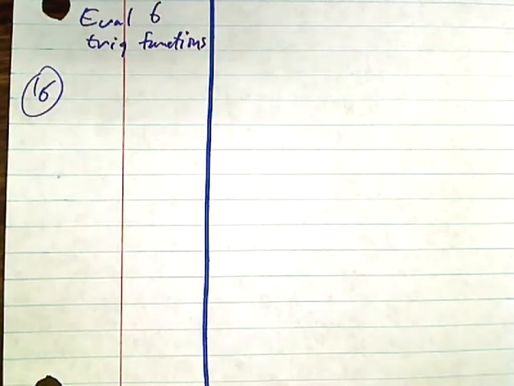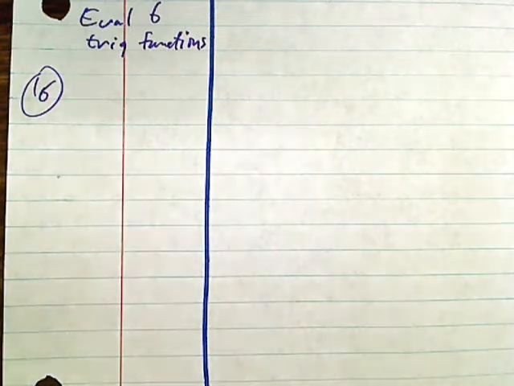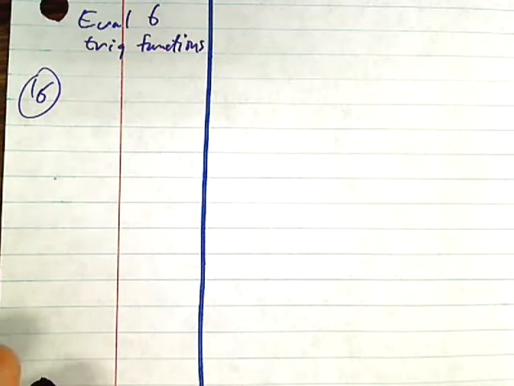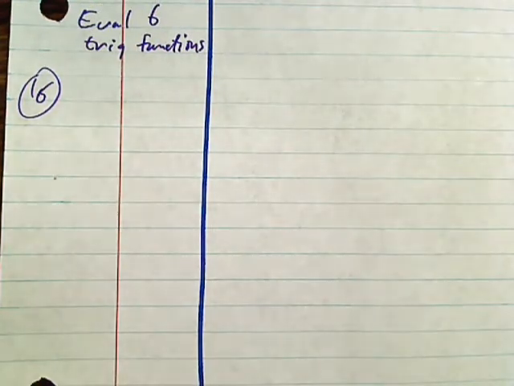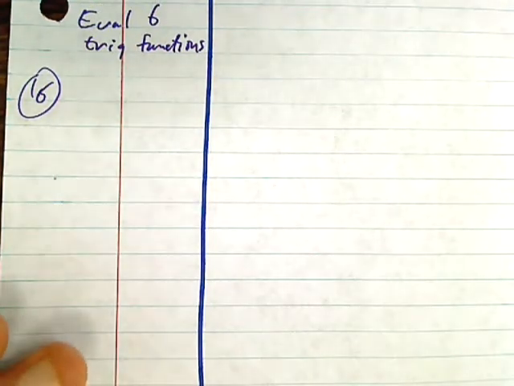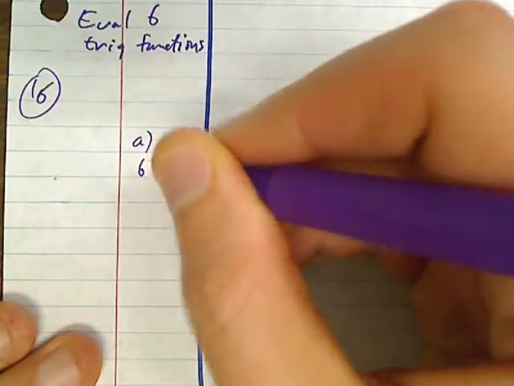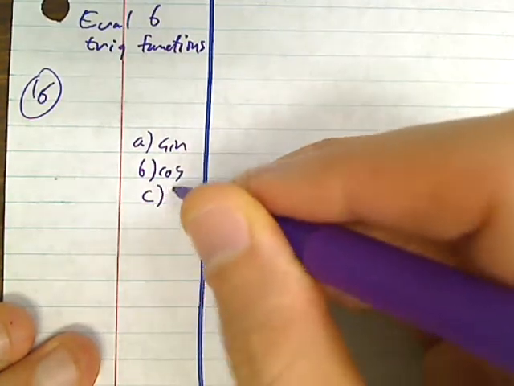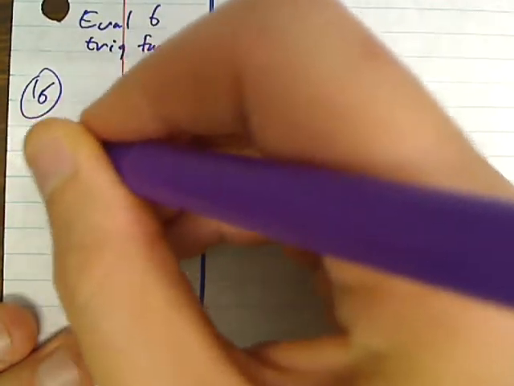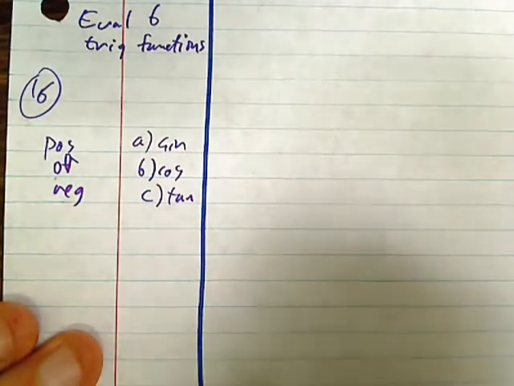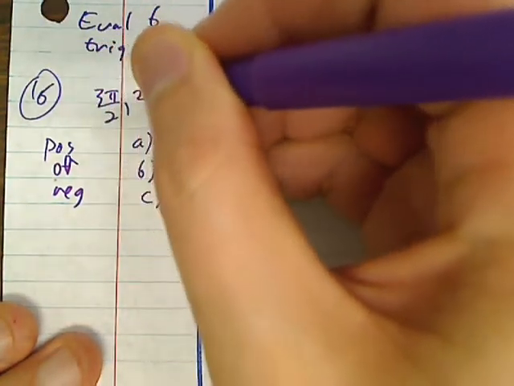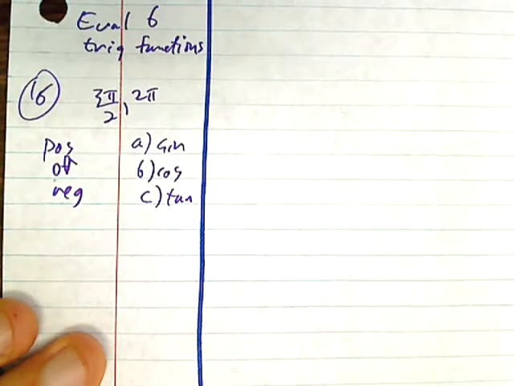Number 16. State the sign of sine, cosine, and tangent. Ooh, we're going to use that "All Students Take Calc" thing. So 16, between 3 pi over 2 and 2 pi. A is sine, B is cosine, C is tangent, positive or negative. On this interval, are sine, cosine, and tangent positive or negative?